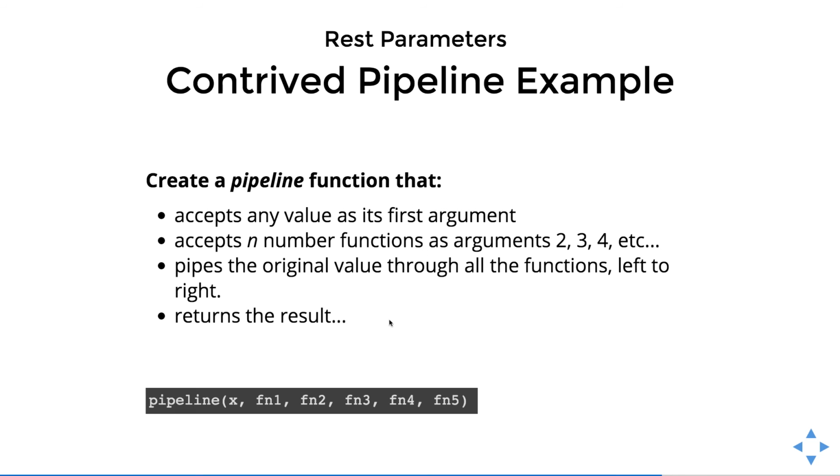So down here, does this make sense to everybody? When we call this, we want to take x, put it through F1. The return value of that goes to F2, the return value of that goes to F3, and so on and so forth. So we want to construct that. So how would we do that in ES5?